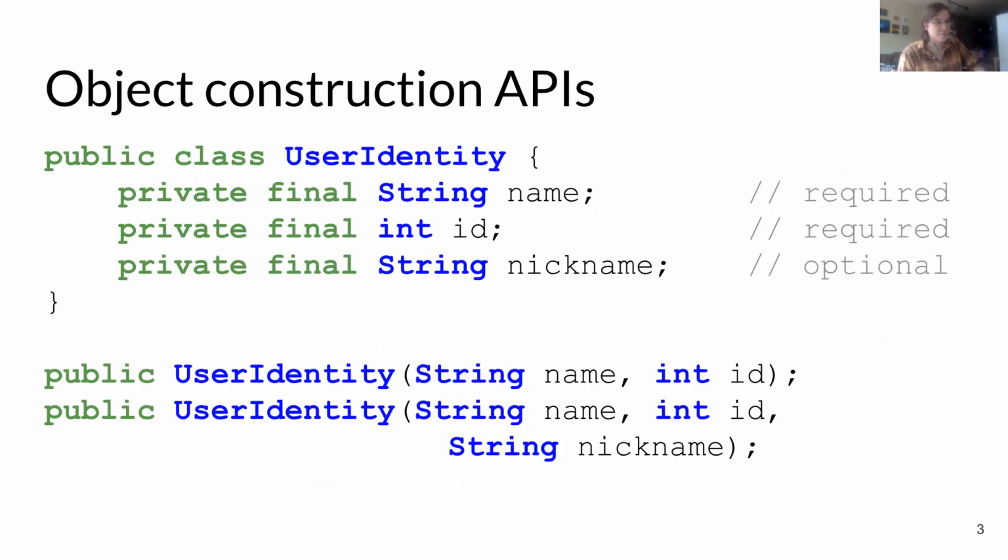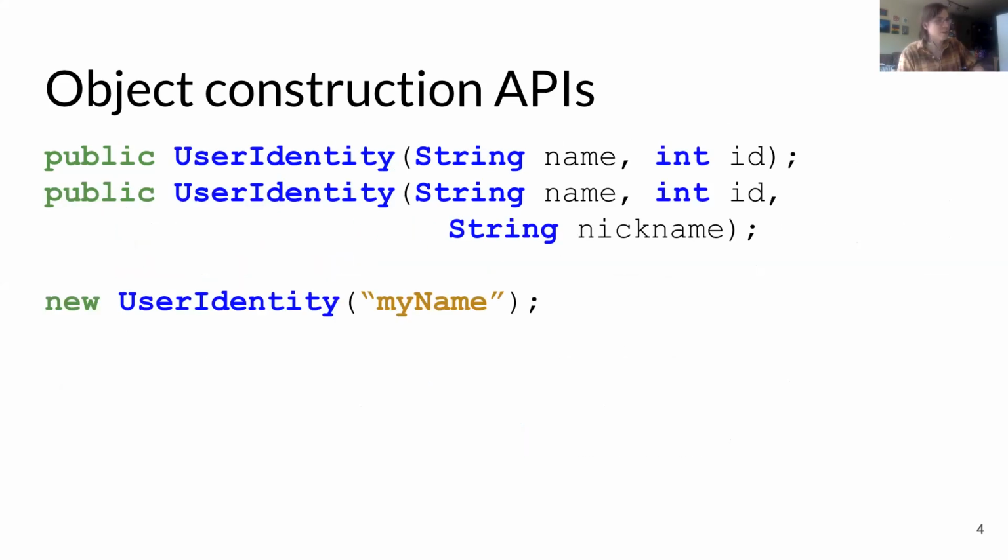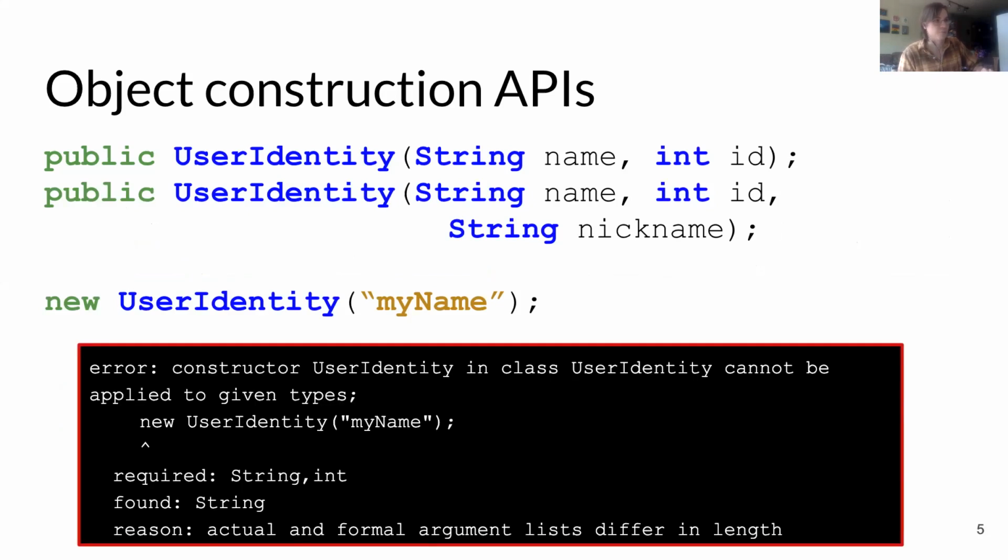So let's suppose that for some reason, we're going to try to create a malformed UserIdentity, one without an ID. So we might call new UserIdentity of my name. And of course, if you're a Java programmer, you know that this will fail. Right? This is totally rejected by the Java compiler because there's no such constructor.